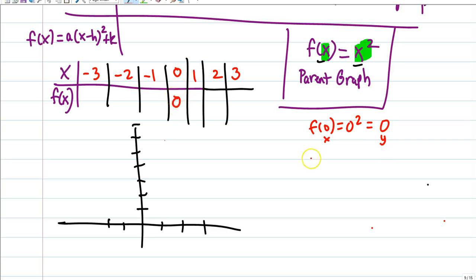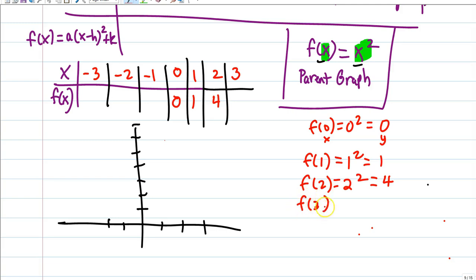If I plug in a 1, f of 1 is 1 squared. 1 squared is just 1. That's our y value. 2, you're like, oh, this is easy. It's just 2. No. Check it out. Plug that in for the x. Put 2 squared. That's not 2. That would give us 4. See, this is not a straight line. A parabola is not a straight line. We already said it was going to be curved, right? And if you're not sure yet, try f of 3. 3 squared would give us 3 times 3, or 9.